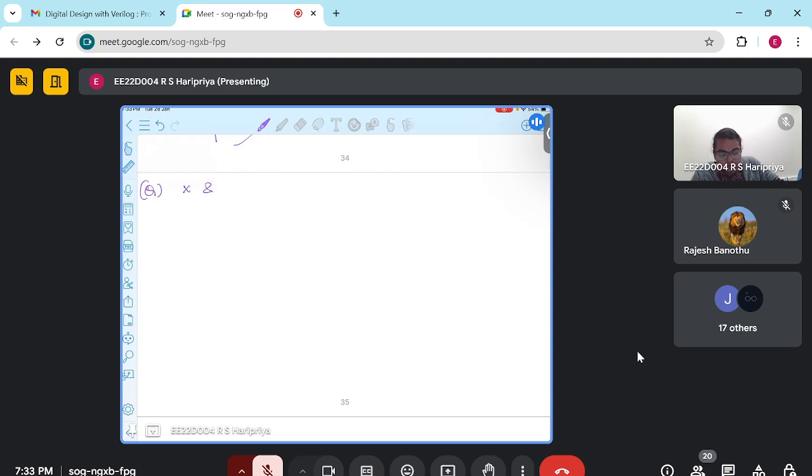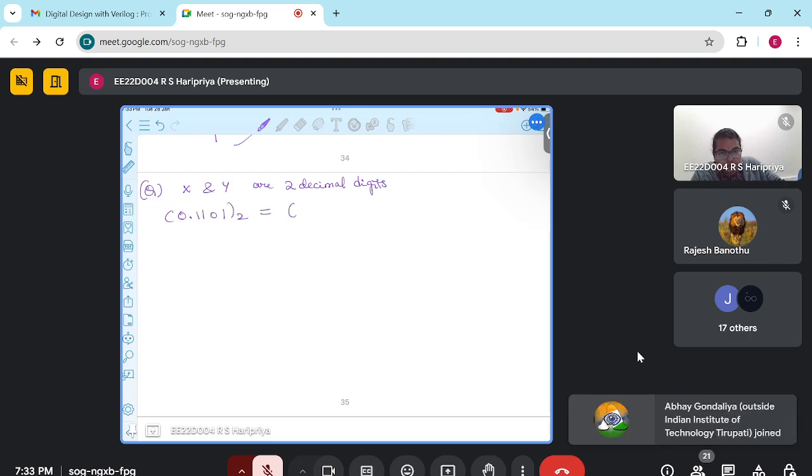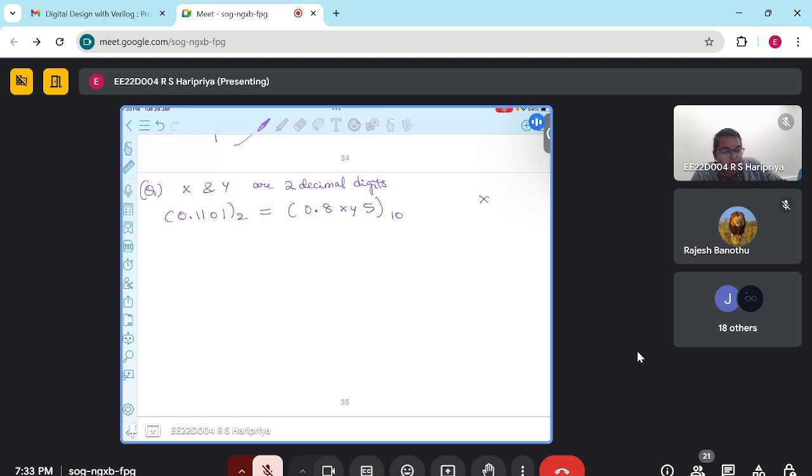If we consider x and y are two decimal digits, and 0.1101 in binary is equal to 0.8xy5 in decimal, what is the value of x plus y? Can you try?